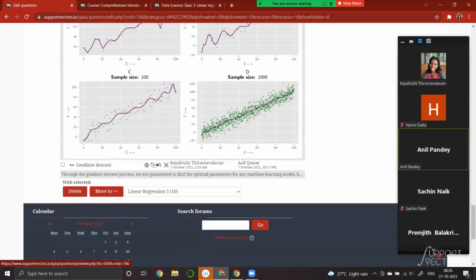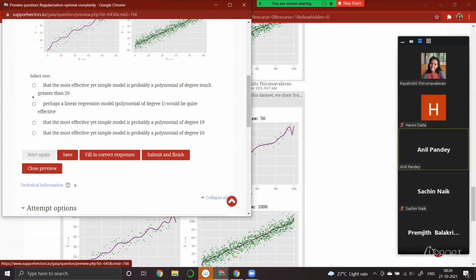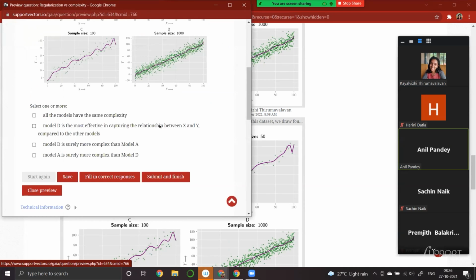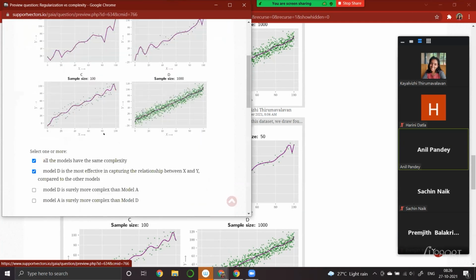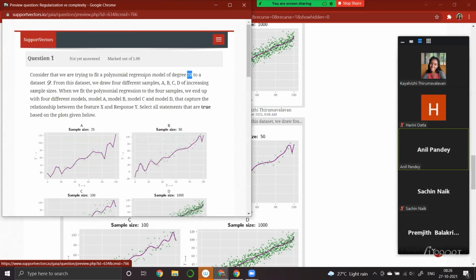Oh, so only one is correct? Two are correct. Oh, which one? Model D is the most effective in capturing. That is true. All the models have the same complexity. That is also true, because that is right here in the question, that all of them have the same complexity. It just looks like they don't have the same complexity because we've taken different sample sizes, and because of that, it's been regularized. And also it's given that all of them have been drawn from the same data set.